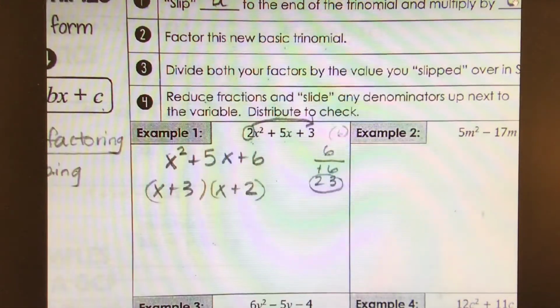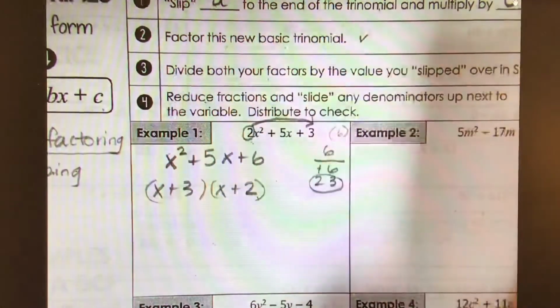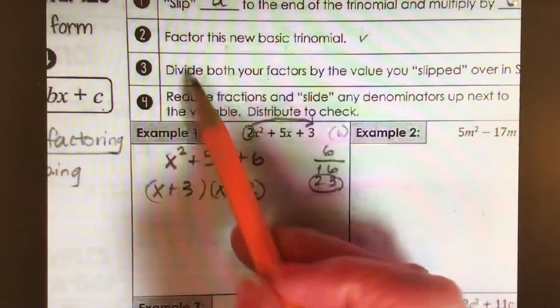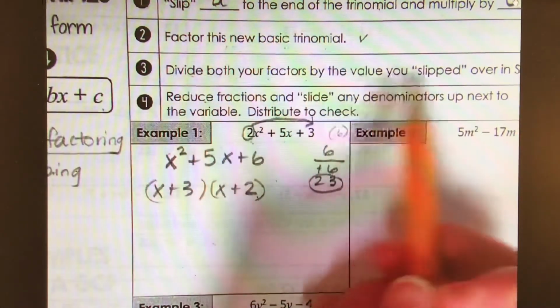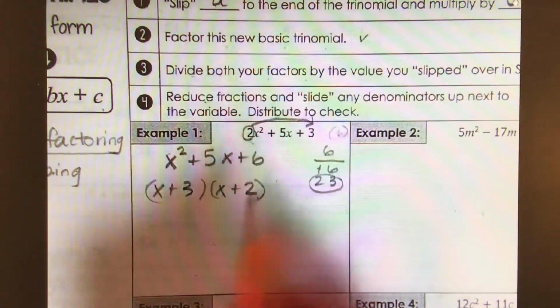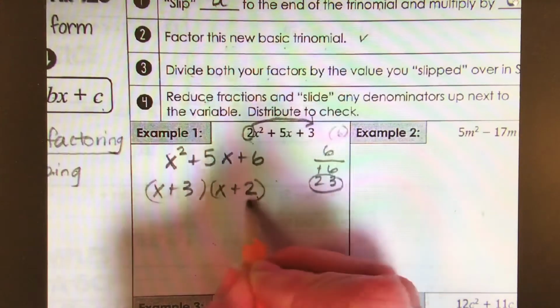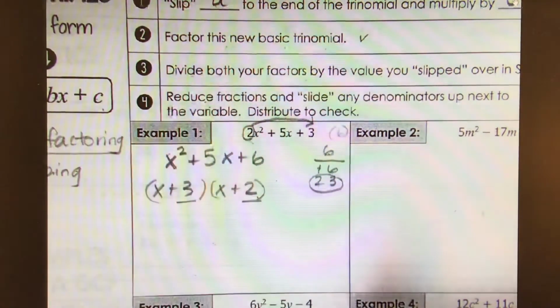Okay. So now I did this. I factored this new trinomial, so check, check. I did those two steps. Now it says divide both your factors by what I slipped over. Well, that would just be the leading coefficient. So now, here are my two factors. I'm going to divide both of these by 2.